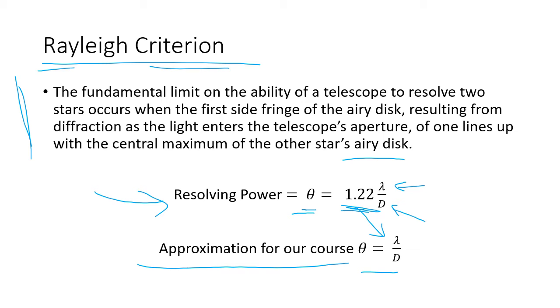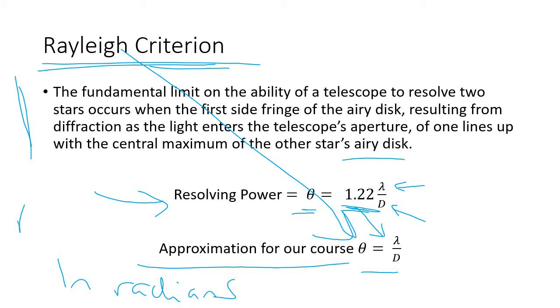So if you looked up the Rayleigh Criterion in your data sheet, you would see this second equation. You wouldn't see the 1.22. Oh, fair enough, they made it easier for you. But the key thing for you guys is in radians. So angular separation.